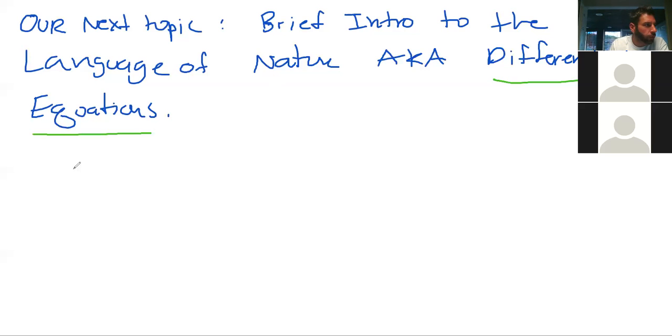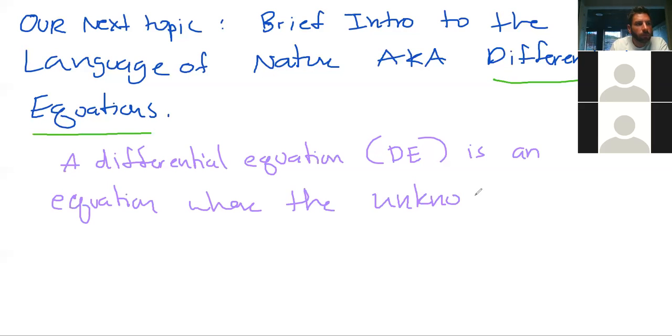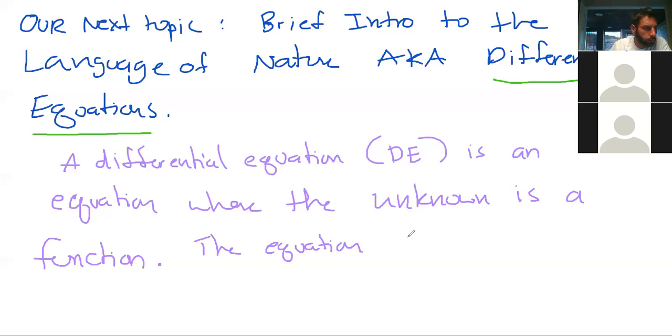So what is a differential equation? A differential equation, which we're going to denote DE, is an equation where the unknown is a function, and the equation also includes the unknown function's derivative.